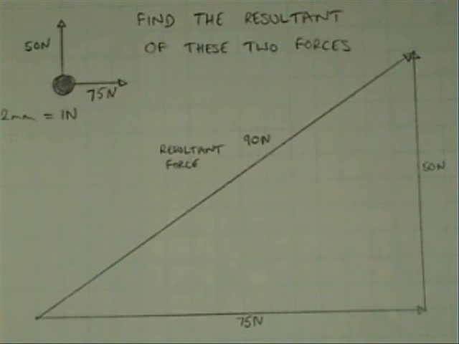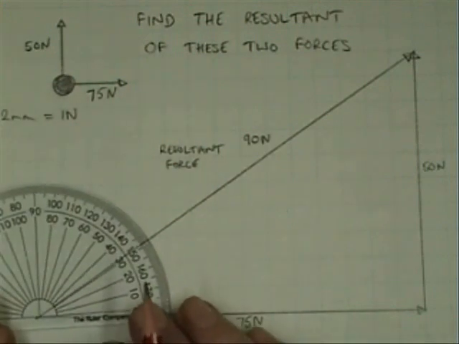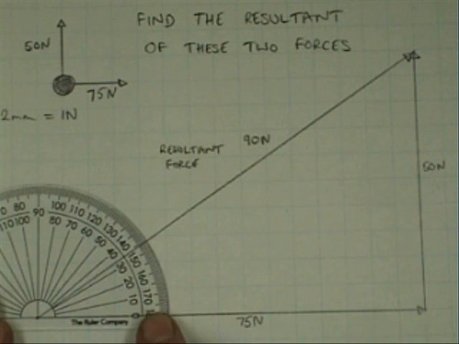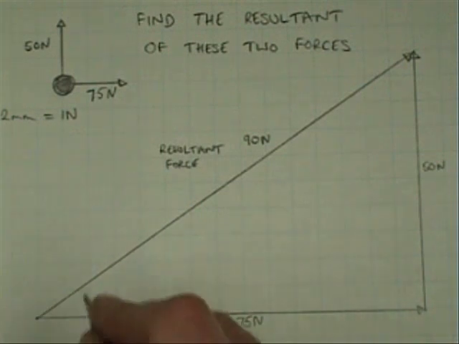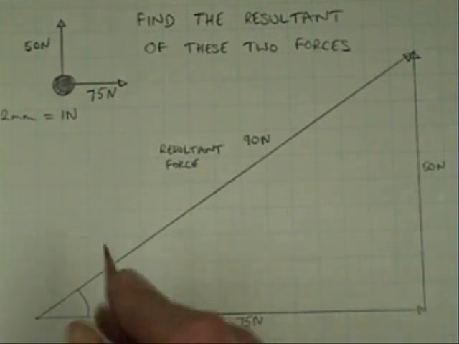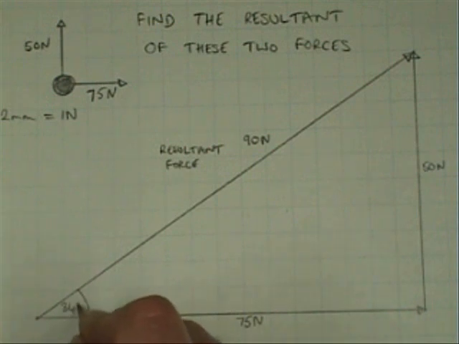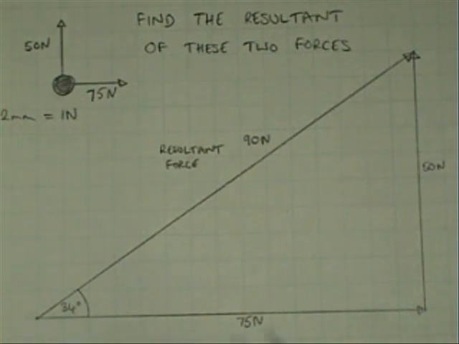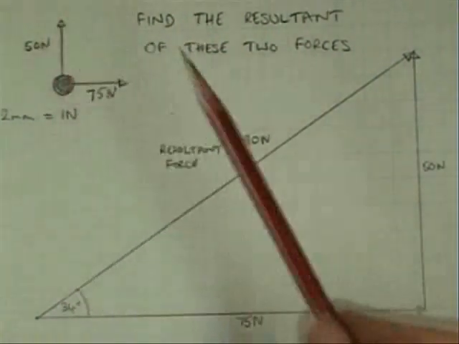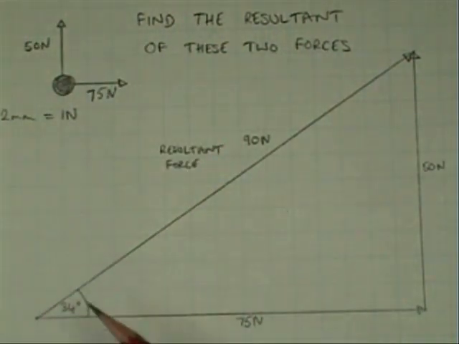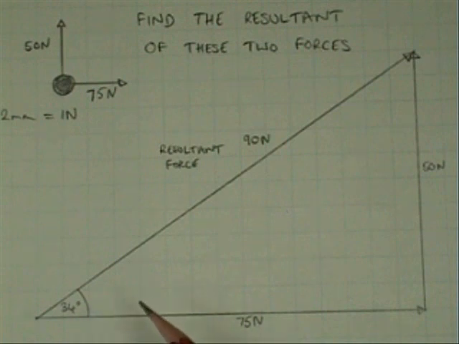We can find the exact direction of it just by measuring the angle. So if I put the protractor on there, I read the angle, it's 34 degrees. And we can check that that makes sense. Look at the two forces. The horizontal force was bigger than the vertical force, so we would expect that the angle here would be less than 45 degrees. So our result does seem to make sense.